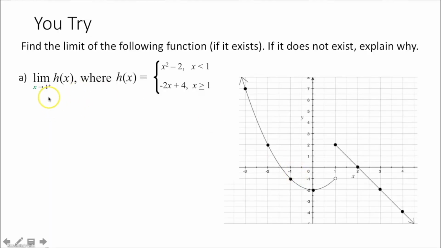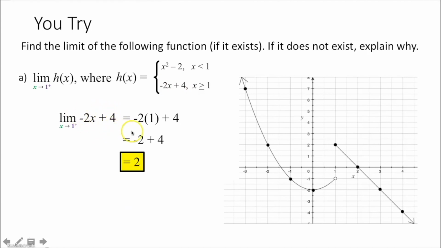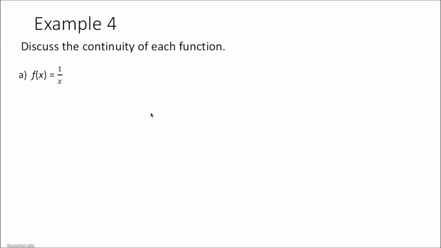Okay, so again, you need to find the limit as x approaches 1 from the right of h of x. Now, from the right means we're approaching 1 from x values greater than 1. So x values greater than 1 would be right here, which means we're going to use this particular function. So if we find the limit as x approaches 1 from the right, we just plug in 1 to this particular function and we get -2 plus 4, which is 2. And then you see the limit as x approaches 1 from the right is going to be 2. Yes, that checks out.